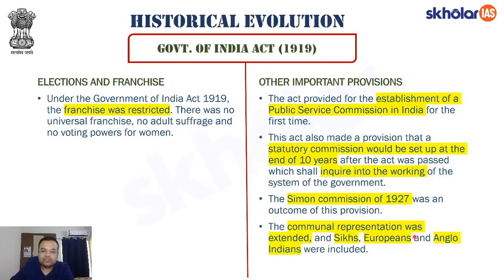The communal representation was extended to Sikhs, Europeans and Anglo-Indians. This again is very important for us to note. We have studied in Morley-Minto reforms that the communal electorate was actually extended only to Muslims, but in Government of India Act 1919, Britishers carried forward their idea of divided rule.